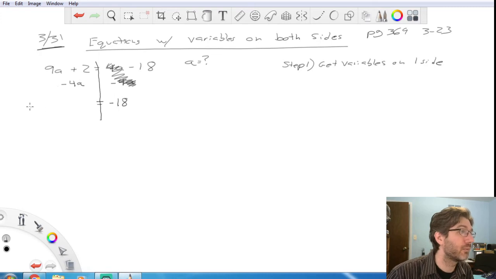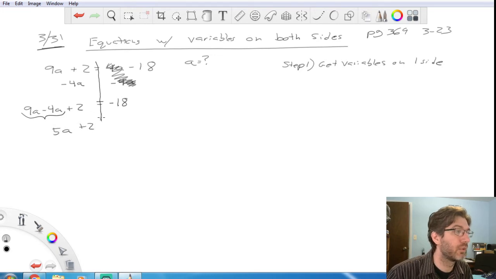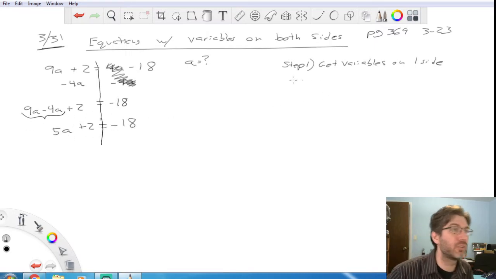So technically you're going to be left with 9a minus 4a plus 2. You can combine these like terms. So combine those like terms, you get 9a minus 4a, which gives you 5a. And then the plus 2 just gets brought down with it. And that equals negative 18. From this point, you can just use your inverses to solve. So step 2 is actually combine like terms. So you might have to combine like terms.